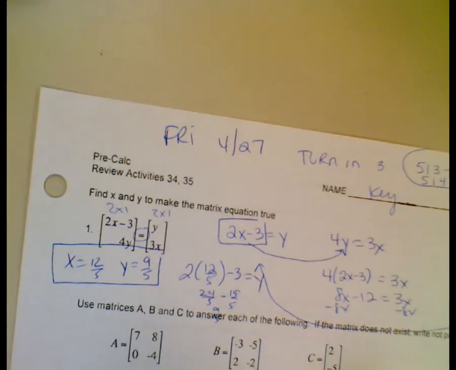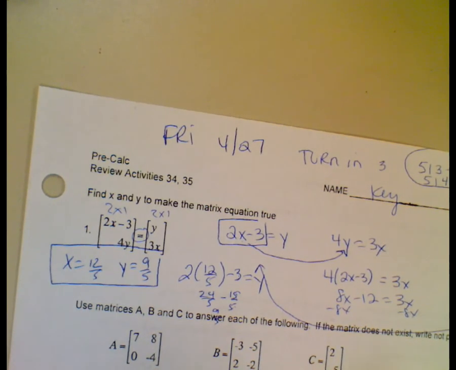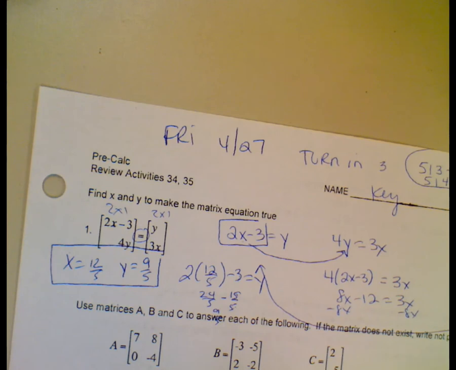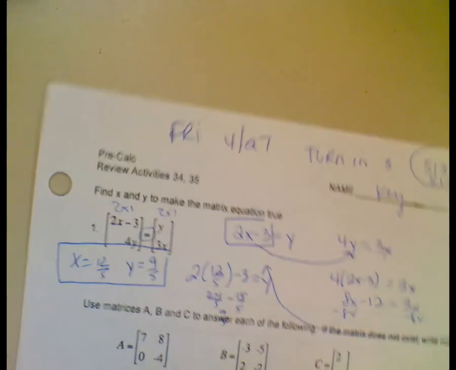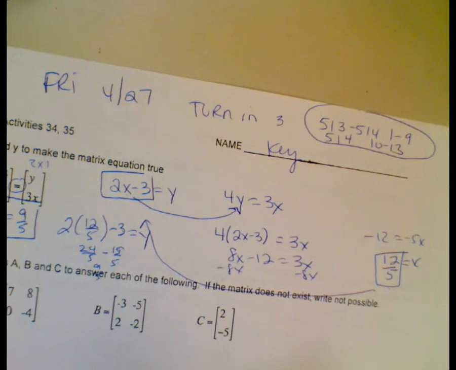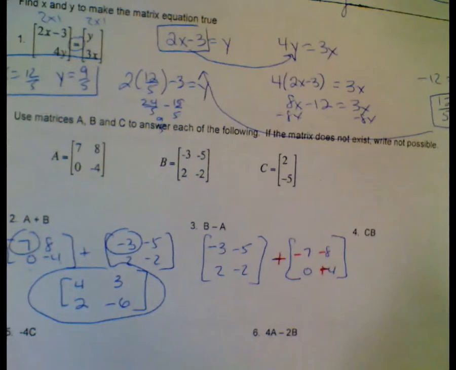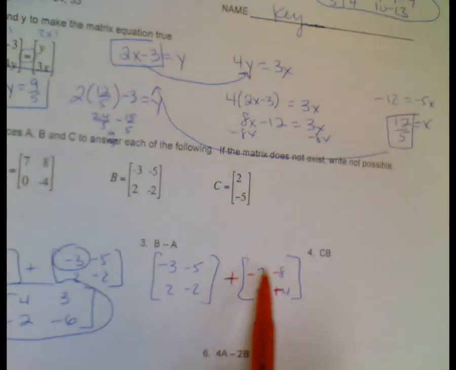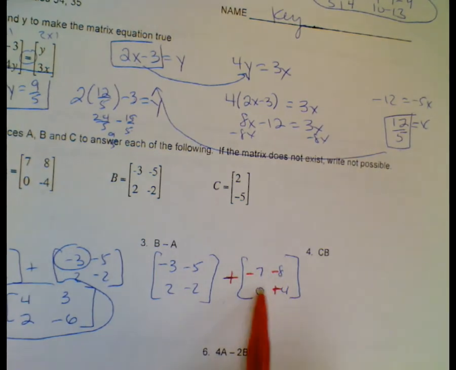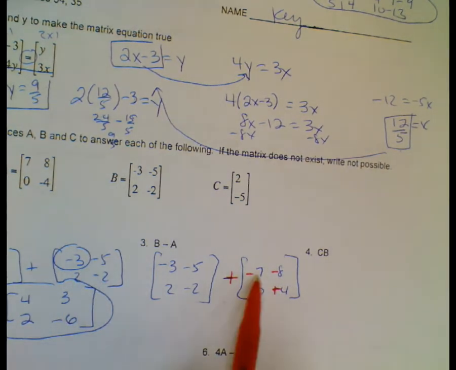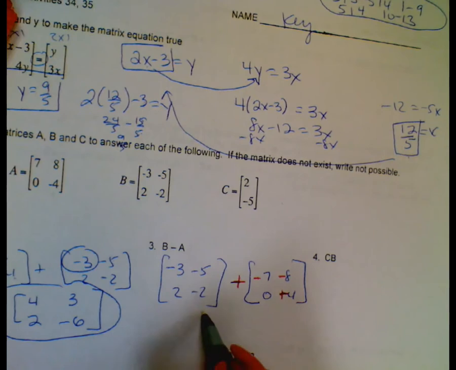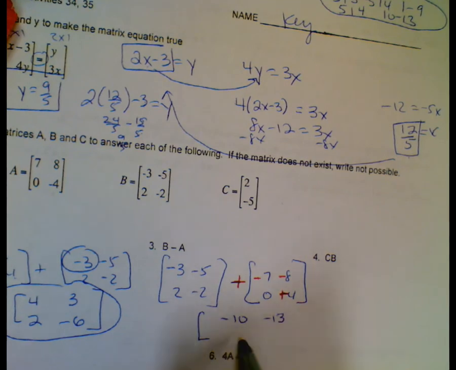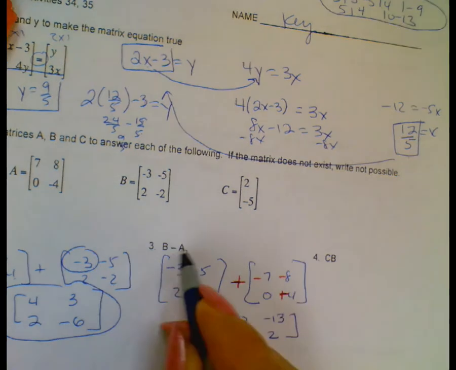B minus A, so I'm going to write B minus A. And A is 7, 8, 0, negative 4. When you're subtracting, it's the same thing as changing all the signs. So I'm going to change this subtraction to plus and make all these their negatives, but you don't really have to change 0. Sorry, you guys can't see that. So instead of subtracting A, I'm going to add the inverses of all of A's numbers. It was 7 and 8, now it's negative 7, negative 8. It was negative 4, now it's 4. And now I'm going to add. So that answer is negative 10, negative 13, 2, and 2. We're adding this one to this one.